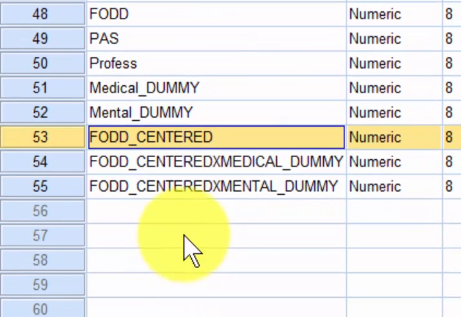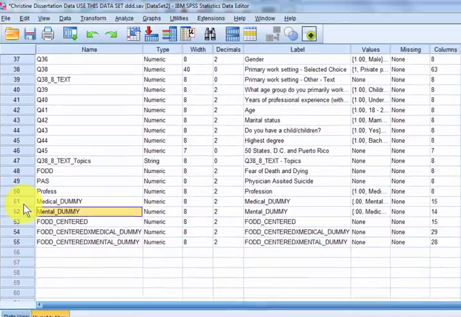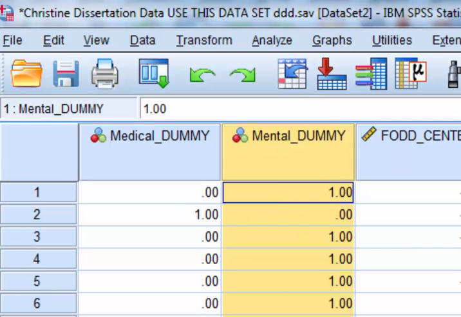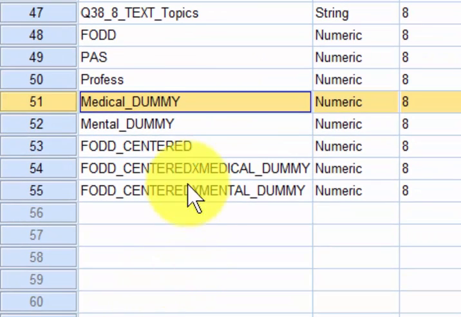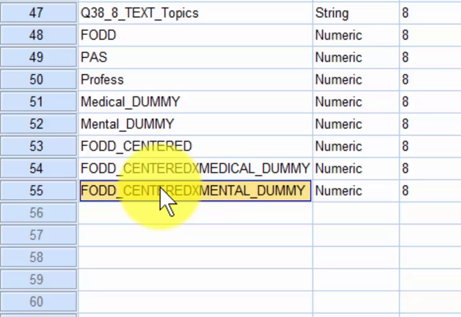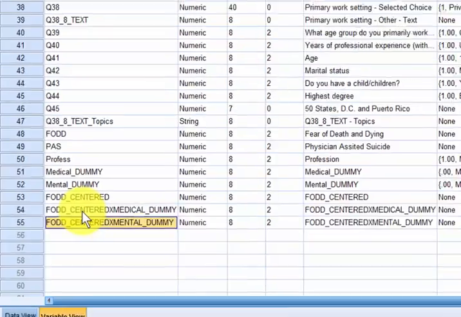The next thing was I created dummy coding for the medical and the mental. That's these guys, right? If they had a 1, they're medical. If they had a 0, they were mental. And this one's just the opposite: 1 is mental, 0 is medical. And then lastly, I made the product terms. The first one is the medical dummies multiplied by the centered fear of dying. This one is the mental dummies multiplied by the centered fear of dying. I'm getting tongue-tied, but let's go ahead and run this through.